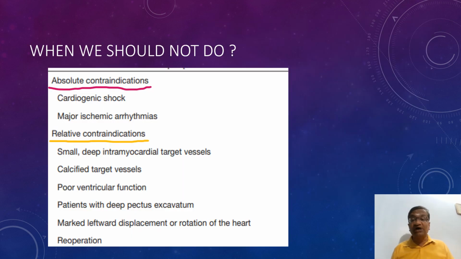When should we not do this off-pump bypass? Cardiogenic shock. Already the patient is in shock, you have to go on pump only. Major cardiac arrhythmias. There are relative contraindications. Deep intramyocardial target vessels. How can you do a beating heart? Calcified target vessels. Poor function of LV. Patients with a deep extracardiac heart, heart is leftward displaced. Sometimes reoperation.